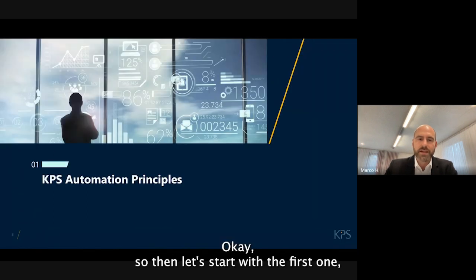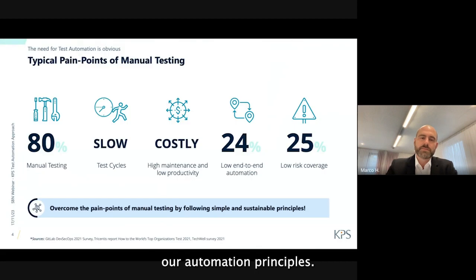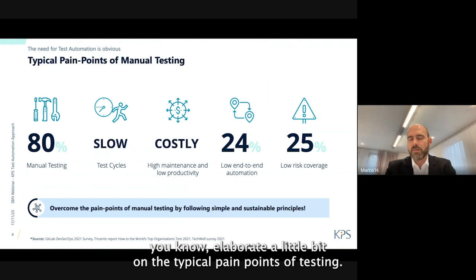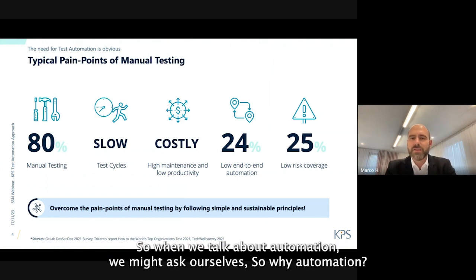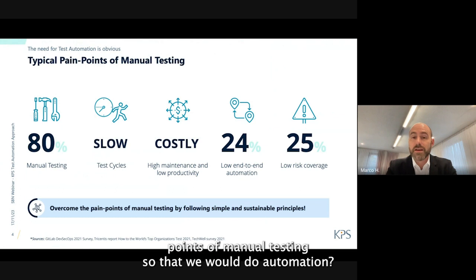Okay, so then let's start with the first one, our automation principles. But maybe first, before we go there, I would elaborate a little bit on the typical pain points of testing. When we talk about automation, we might ask ourselves, why automation? What's the reason? What are the typical pain points of manual testing that lead us to do automation?